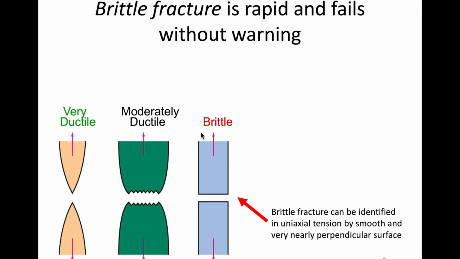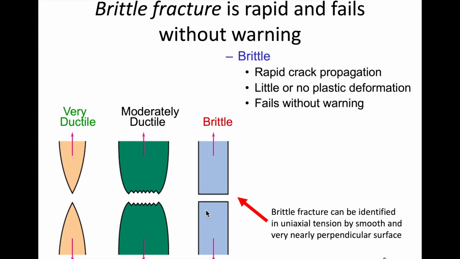This is under tension, and we'll talk more specifically about bending, but under tension we notice that these types of fractures with brittle materials will be smooth and really perpendicular to the surface. Some of those characteristics will carry over to bending, but this is for tension. So rapid crack propagation, little to no plastic deformation, and that all results in failure without warning.